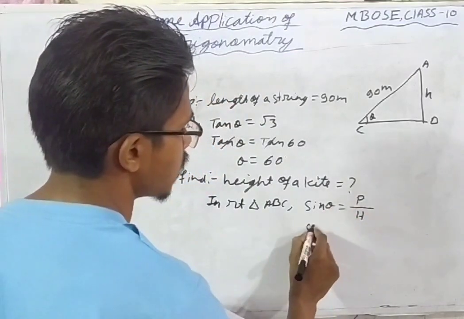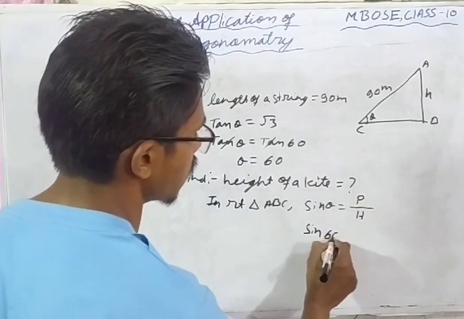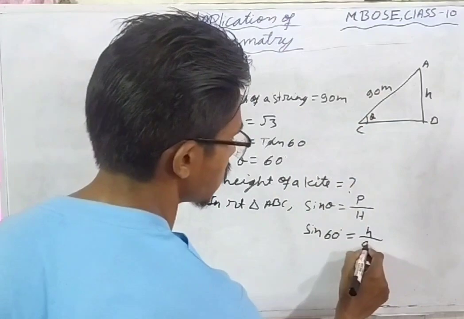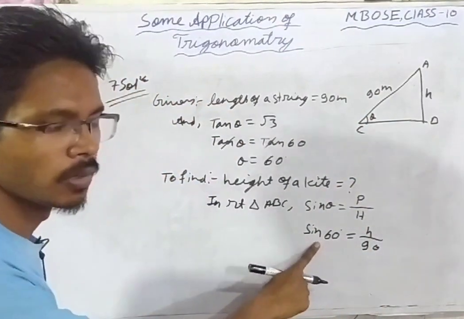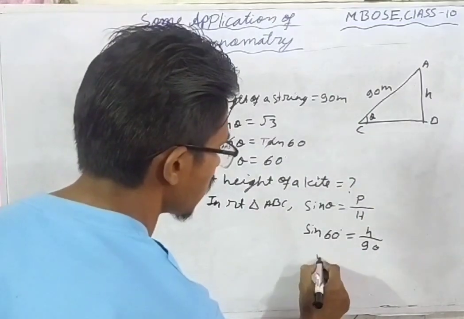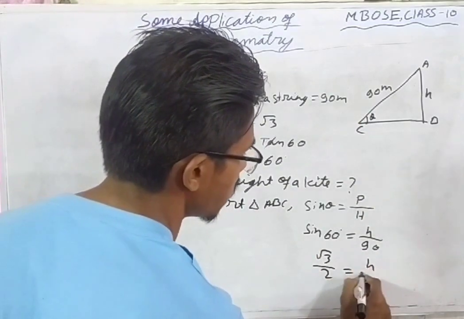So sine theta, theta we have got 60 degrees. So here you can write 60 degrees. Perpendicular we have to find, h. Hypotenuse is given, 90. If you see in the trigonometric table, sine 60 degrees is root 3 by 2. So sine 60 degrees, we can write root 3 by 2, is equal to h by 90.